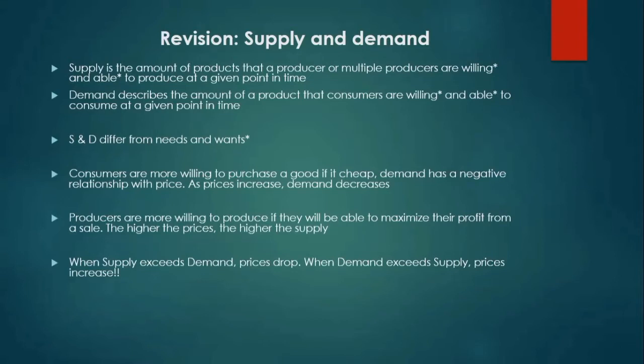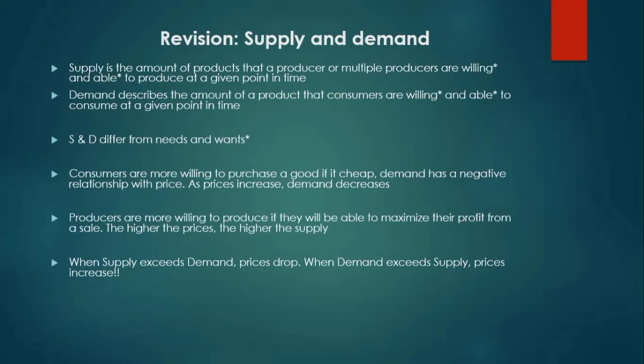Anyways, supply describes the amount of a product that a producer is willing to produce at a given point in time. Demand describes the amount of a product that consumers are willing and able to consume at a given point in time, right?